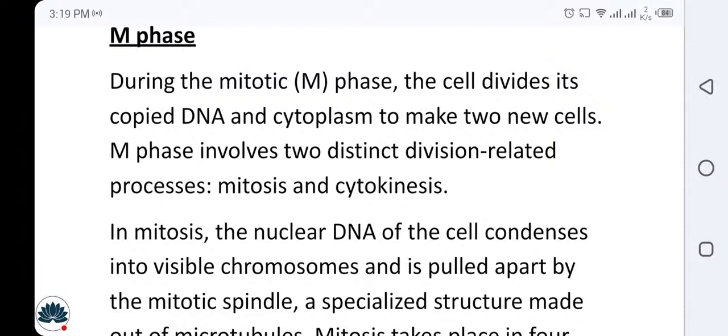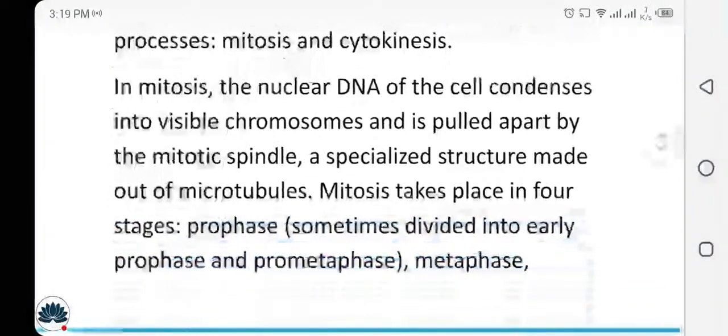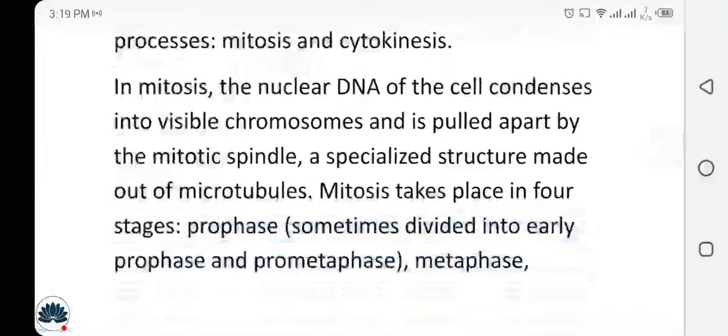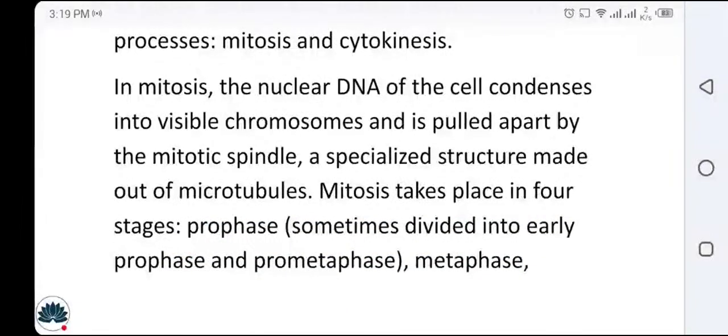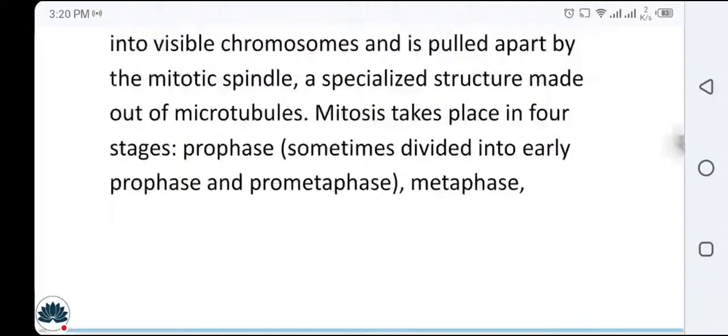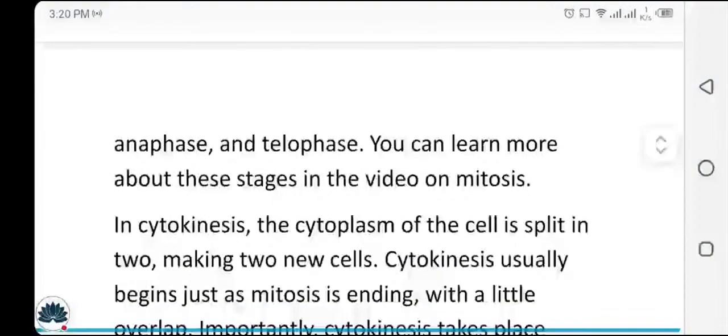cytokinesis. Cytokinesis means the division of cytoplasm. Alright, and mitosis means the division of cell. In mitosis, the nuclear DNA of the cell condenses into visible chromosomes and is pulled apart by the mitotic spindle, a specialized structure made out of microtubules. Mitosis takes place in four stages: prophase, sometimes divided into early prophase and prometaphase, metaphase, anaphase, and telophase.